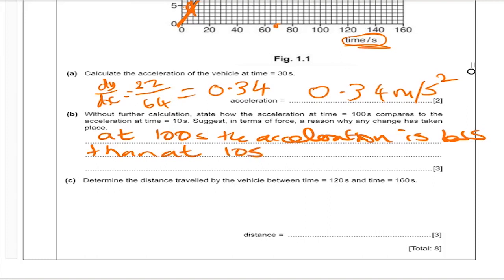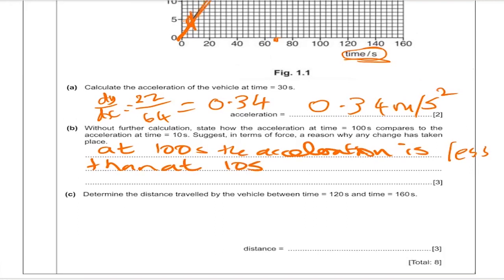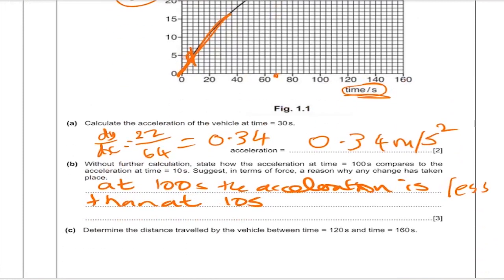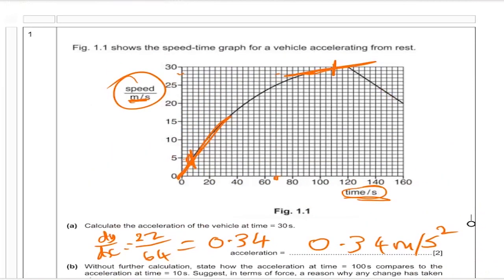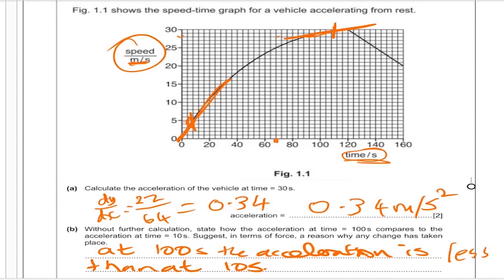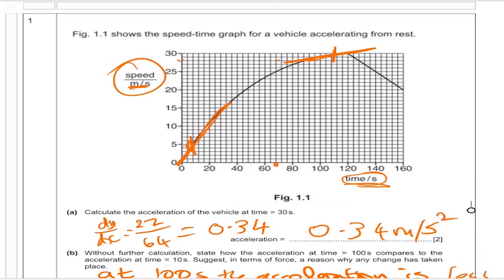Okay, so we know that it's less at 100 seconds than at 10 seconds. Suggest in terms of force a reason why this change has taken place. So from motion, we should be thinking, and it's getting to this point up here, about terminal velocity, perhaps. So what happens as an object increases its speed?